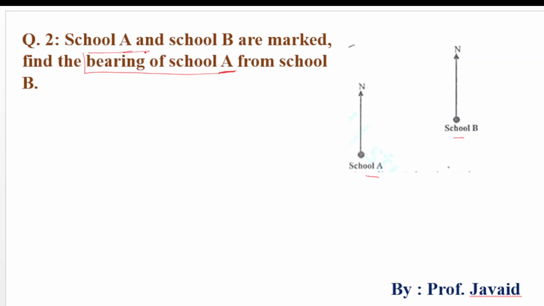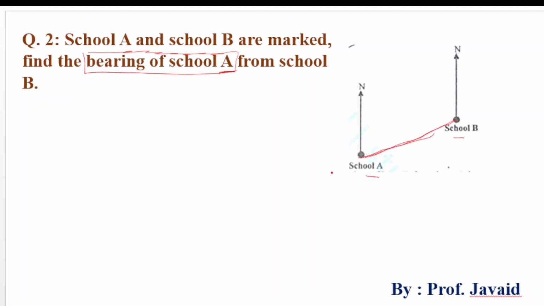Okay, you have to see this very carefully. Read the question very carefully. Bearing of school A from school B. So if there are two lines, what you have to do? You have to just join these lines like this. Okay, first of all you will do like this.